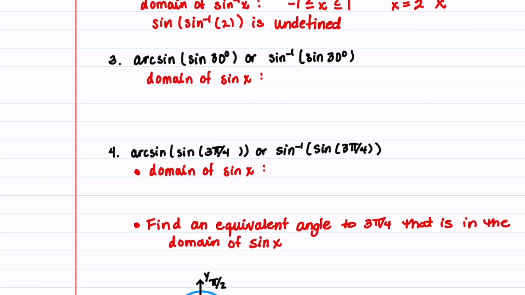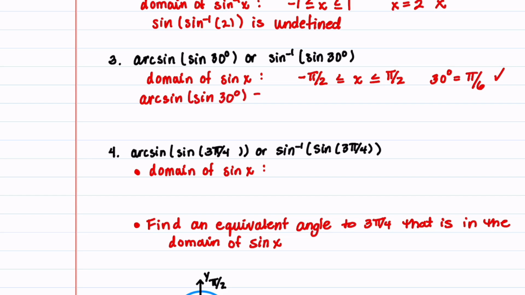In our next example, we'll evaluate arcsin of sine of 30 degrees. The domain of sine x is going to be when x ranges between -pi/2 and pi/2. 30 degrees is equal to pi/6, and that is in the domain. We can then use our cancellation equation and say that arcsin of sine of 30 degrees is equal to 30 degrees.